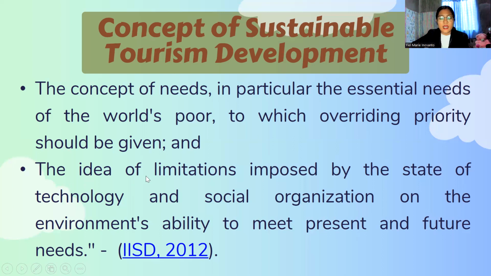Second concept, the idea of limitations imposed by the state of technology and social organization on the environment's ability to meet present and future needs. So here, it explains that setting limitations is a good factor to prevent environmental abuse, such as technological development should be introduced safely and effectively, and the social organization must support the advocacy in regards to environmental conservation for present and future needs. That is, the formulation and implementation of policy can set restrictions and guidelines on how to become sensible and responsible individuals or groups.